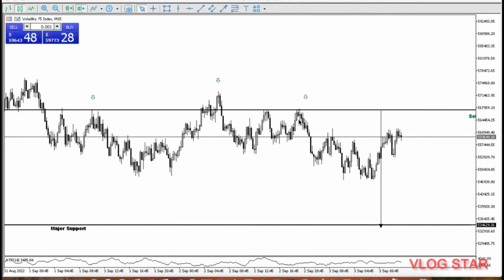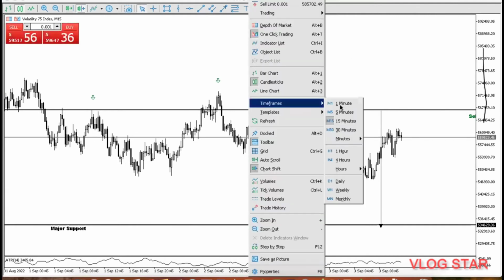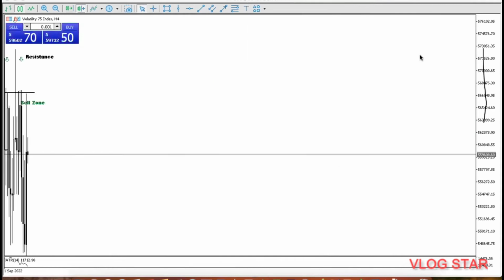No, I get you. So basically the target, you check them on the lower structure, like on the major resistance? The target, you check them on, because I check them on 4 hours. Let me show you how I do it.